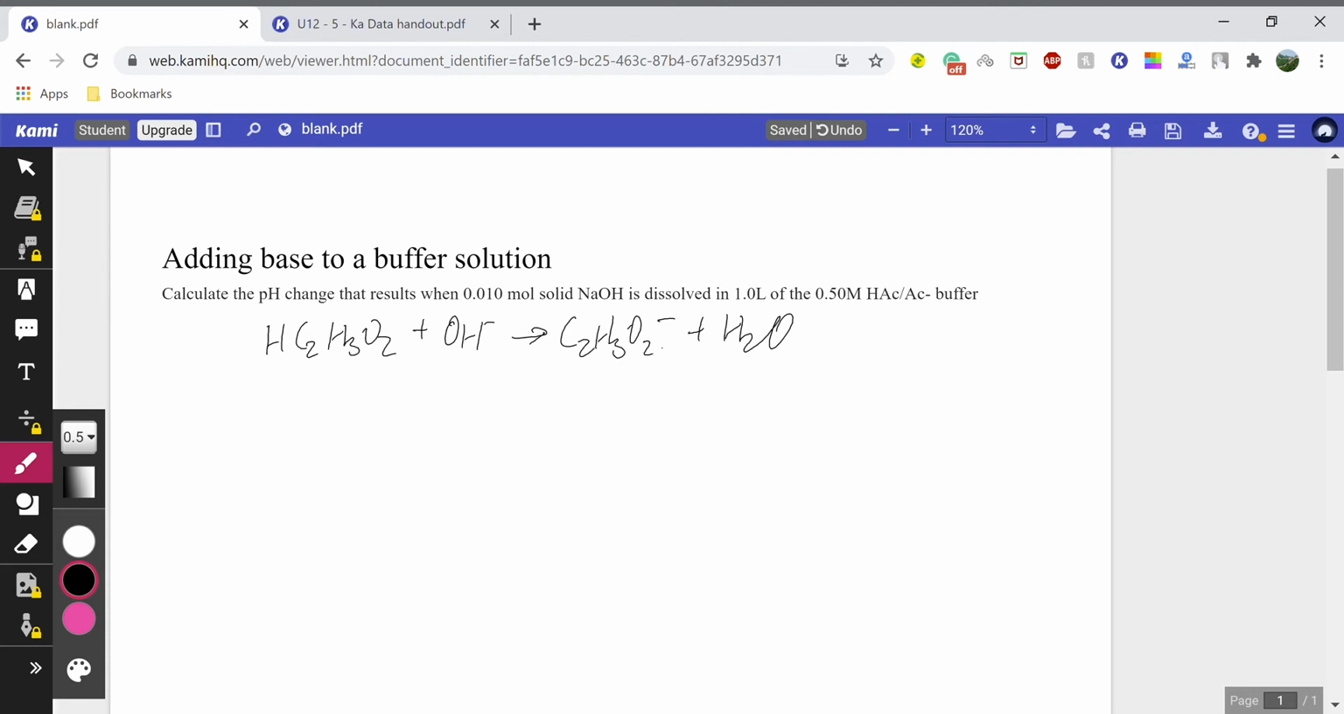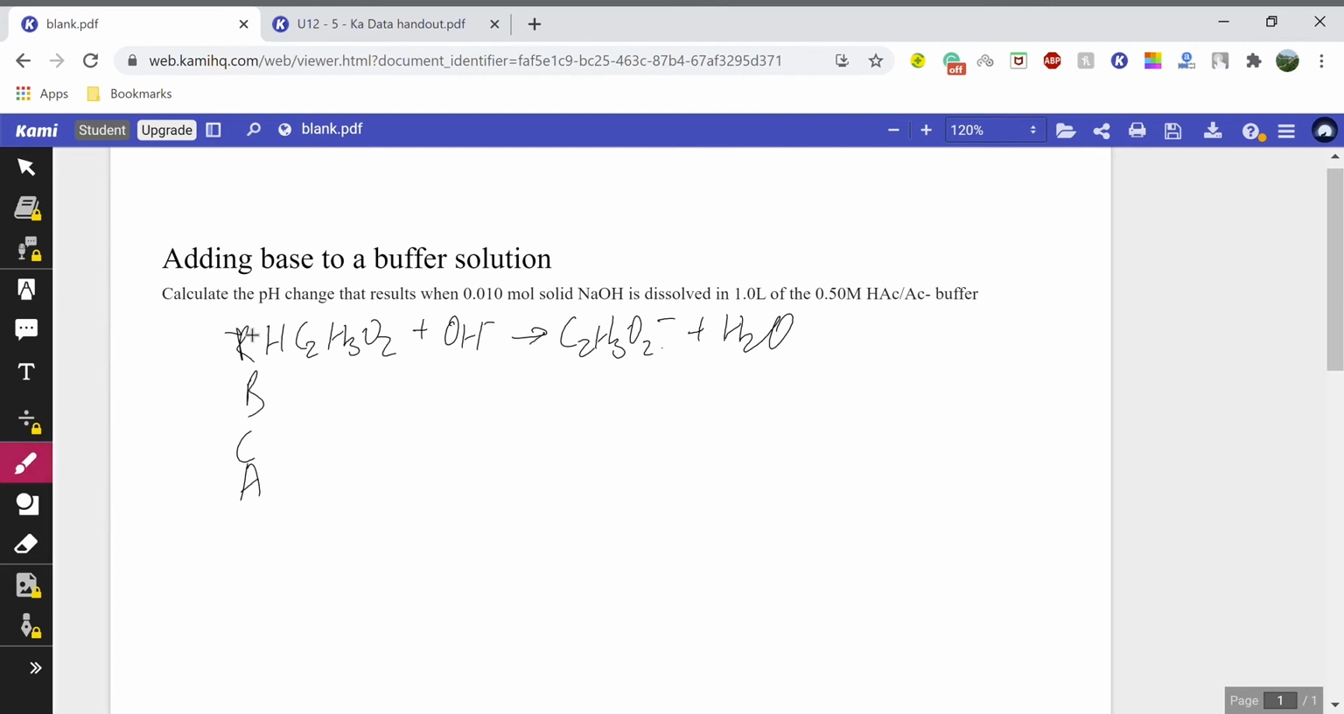Now, when we're calculating the pH, we have two steps. First, we need to create an RICE-style table, an RBCA chart, to show the HA consumed and the A minus produced, which is acetic acid and acetate ion. Then we need to use the RICE chart to show the new concentrations and use the HH equation for the pH. So let's start with the RBCA chart.